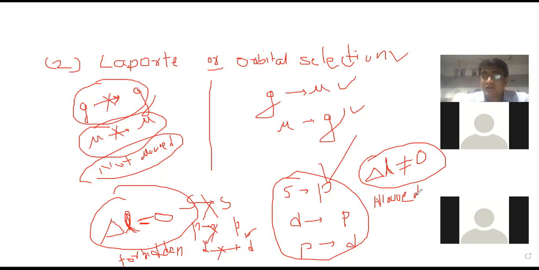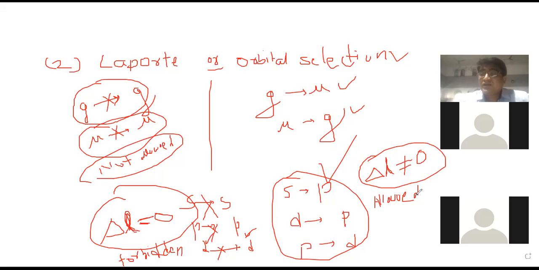Those rules are, one, the spin selection rule, and another, the Laporte or orbital selection rule. So what is the spin selection rule? According to the spin selection rule, an electronic transition accompanied by a change in spin multiplicity is not allowed. अब भाषा बदल रही है मेरी.